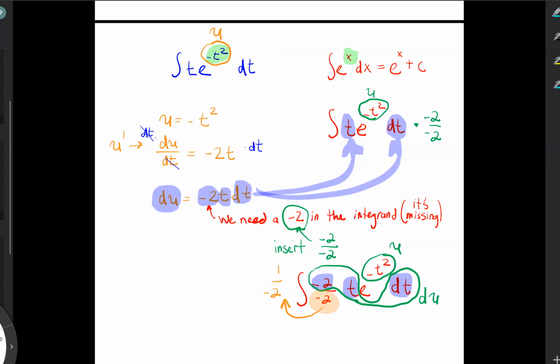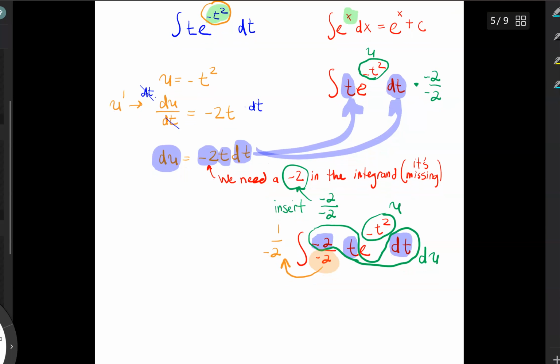Just keep that in the denominator. Okay, so what in the world would this look like? I'm going to rearrange the algebra here just to see. I would pull out that -1/2, and then I'm going to move this e to the front, and I'm going to move the -2, the t, and the dt to the back. I'm just rearranging it to make it look prettier for my u substitution.